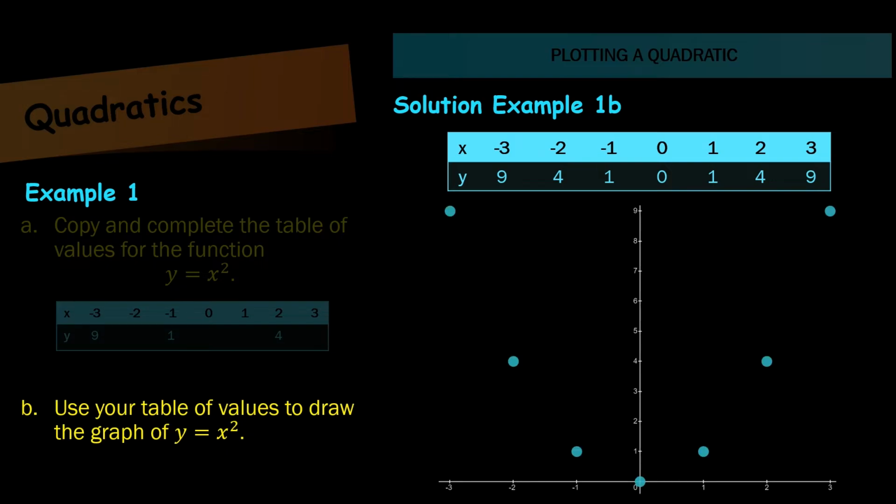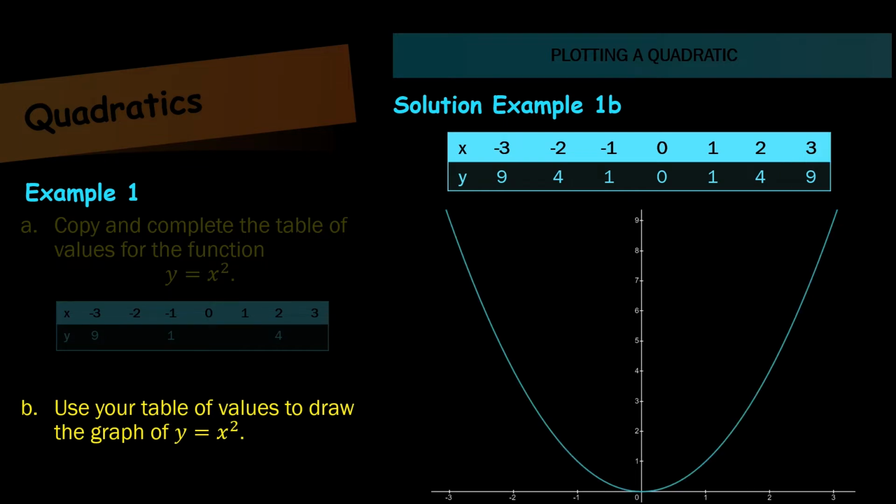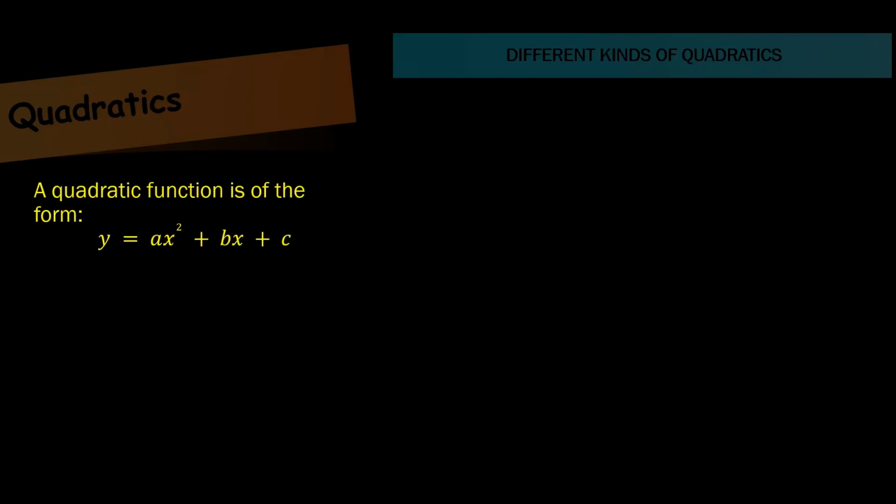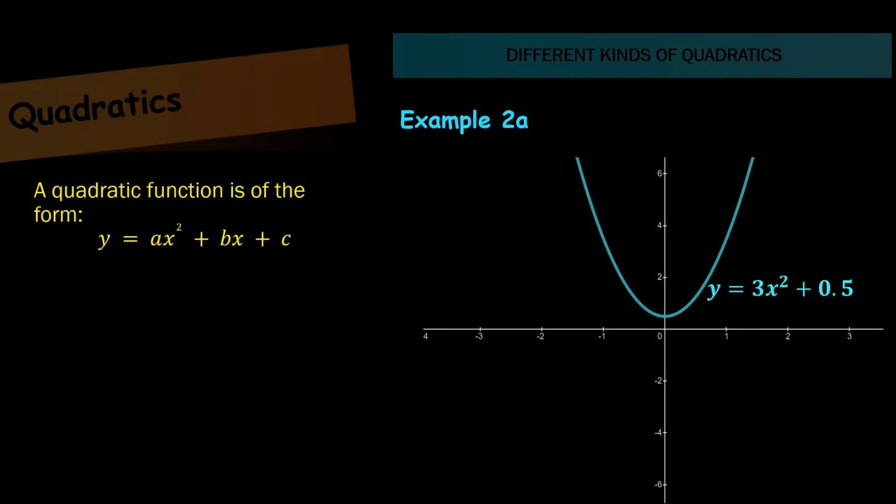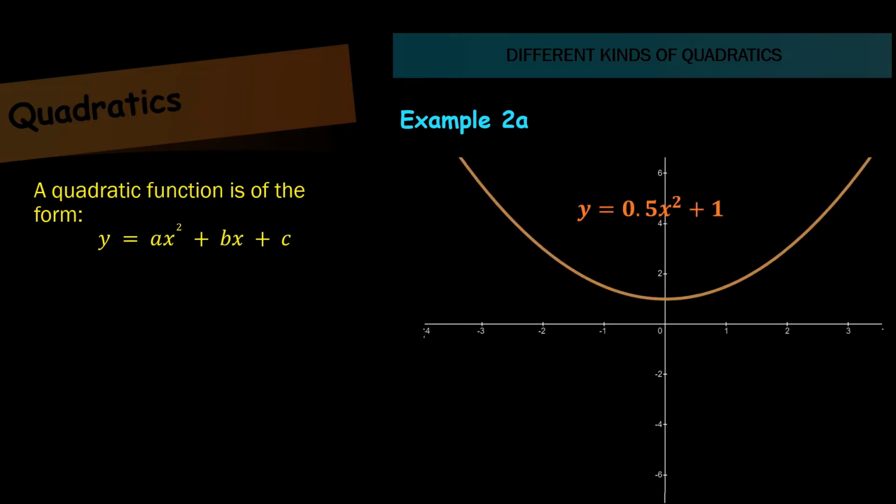Here's a plot of the points. Minus 3, 9, minus 2, 4, minus 1, 1, 0, 0, 1, 1, 2, 4, and 3, 9. We can join these points to give us our curve. We're now going to look at sketches of different kinds of quadratics. Here's a sketch of y equals 3x squared plus 0.5. And a sketch of y equals 0.5x squared plus 1.